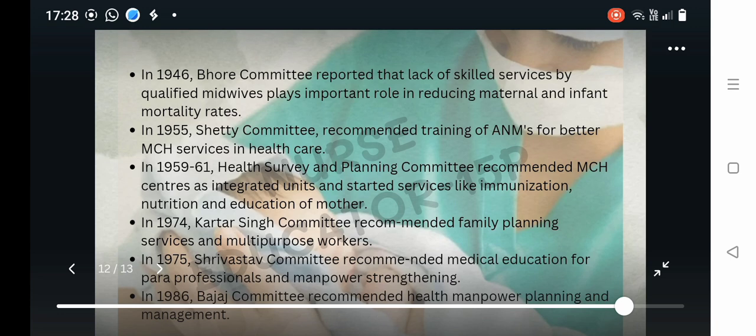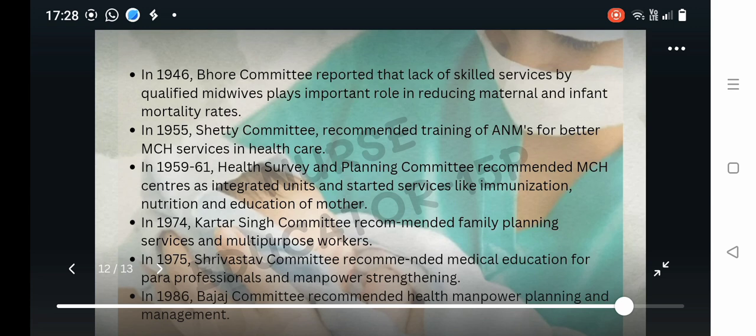In the year 1955, the Shetty Committee recommended training for ANMs for better MCH services in healthcare. MCH is Mother and Child Health services. They started to recommend training for ANM staff.